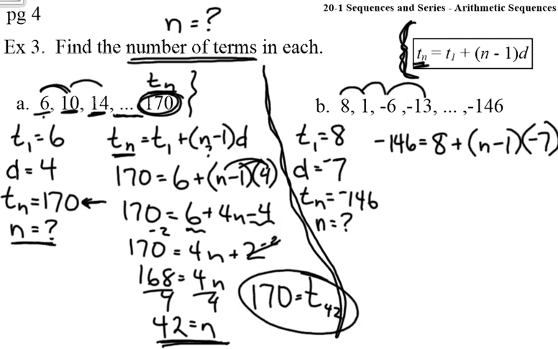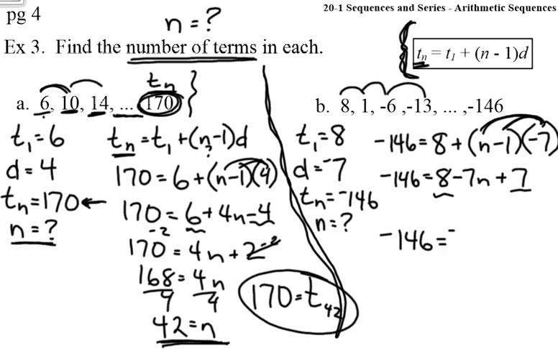Algebra tells us, get rid of brackets. Distribute the negative 7. Watch your signs here, folks. Negative 7 times n is a negative 7n. Negative 7 times negative 1 is a positive 7. Combine your like terms. Negative 146 equals negative 7n plus 15.